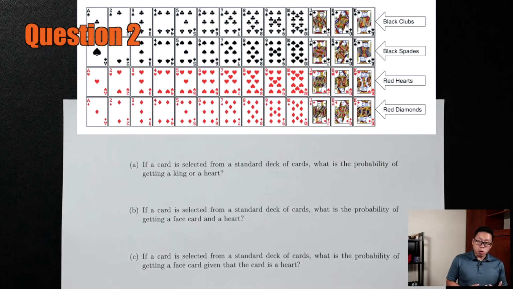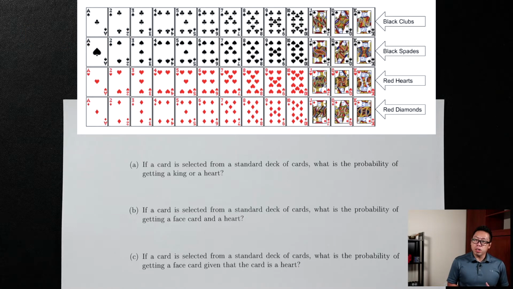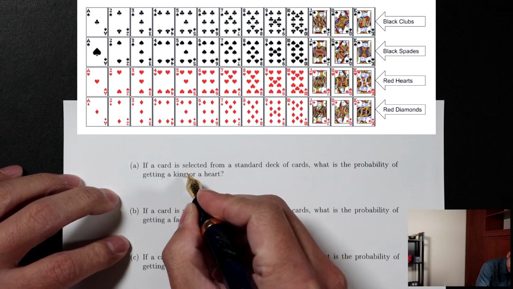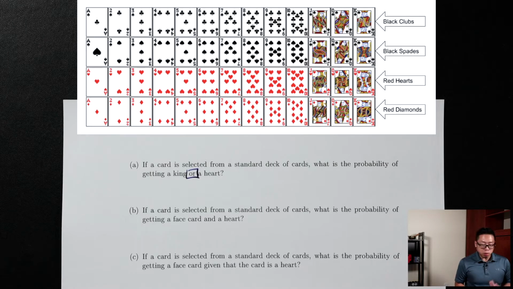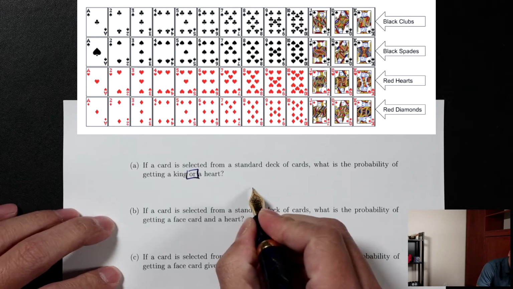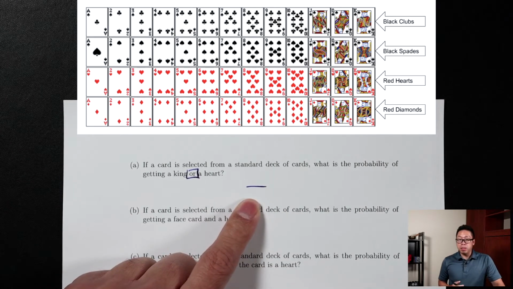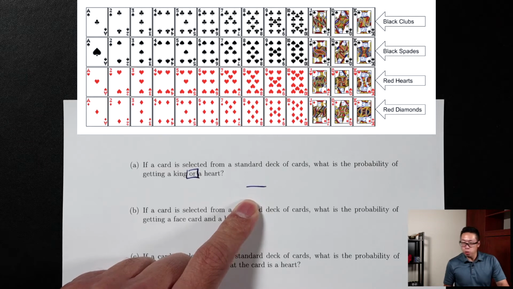We'll be working with a deck of cards in this question. Part A, if a card is selected from a standard deck of cards, what's the probability of getting a king or a heart? Keyword I see here is the word or. We're talking about selecting a card, so we'll just need one fraction. Bottom's going to be all the different cards we can choose from. The total number of cards in a deck is 52.